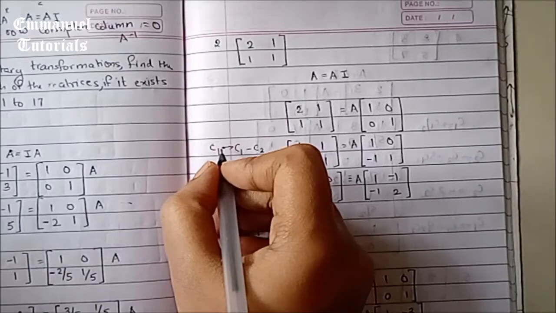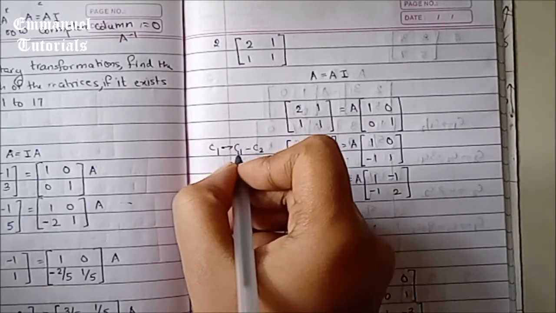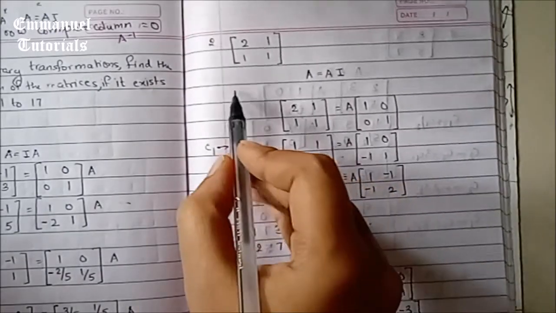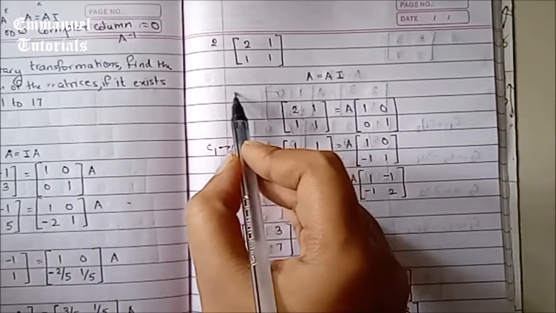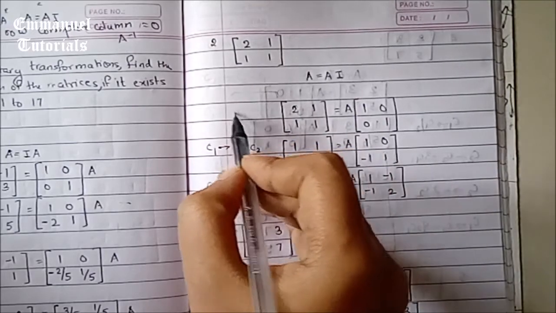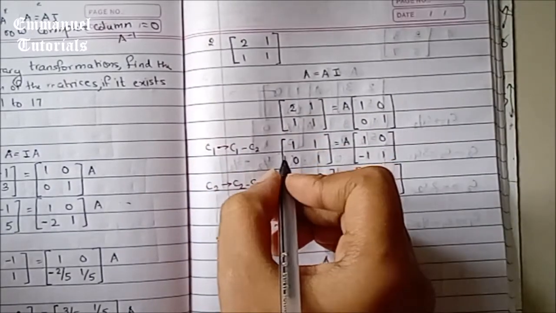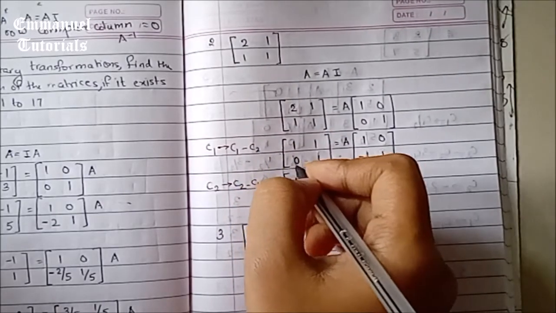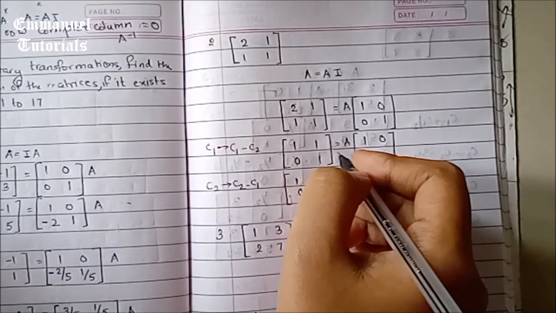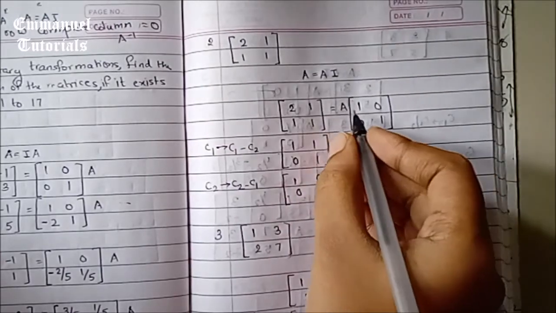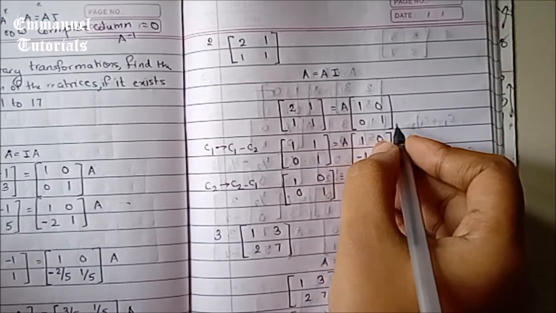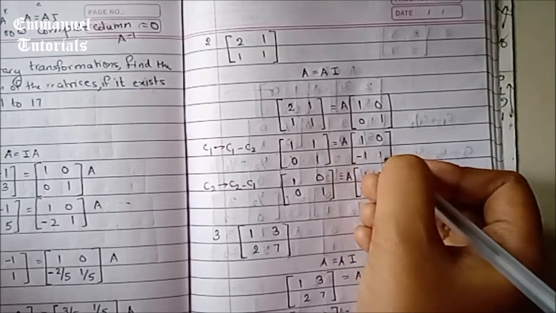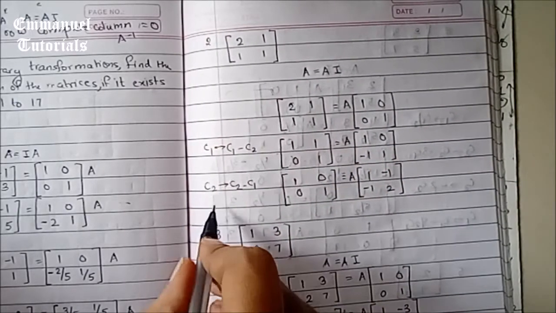So the transformation will be C1 is C1 minus C2. And we know that we are going to go this way: first complete the first row and then the second row and so on. So it will be 2 minus 1 is 1, 1 minus 1 is 0, and the remaining will be 1 and 1 in the second column. In the RHS, it will be 1 minus 0 is 1, 0 minus 1 is minus 1, and 0 and 1 will remain in the second column.